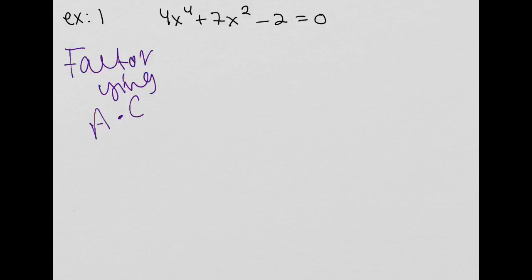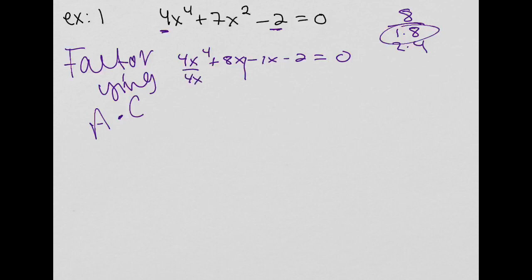Let's try that. That means I am going to say 4 times 2 is 8, that is A times C. Factors of 8 that will subtract to 7. That's 1 and 8. So I'm going to rewrite this polynomial of 3 terms as a polynomial of 4 terms. Plus 8x minus 1x minus 2 equals 0. Bring the first sign down. Positive times negative is a negative. Split in the middle. What they have in common is 4x.